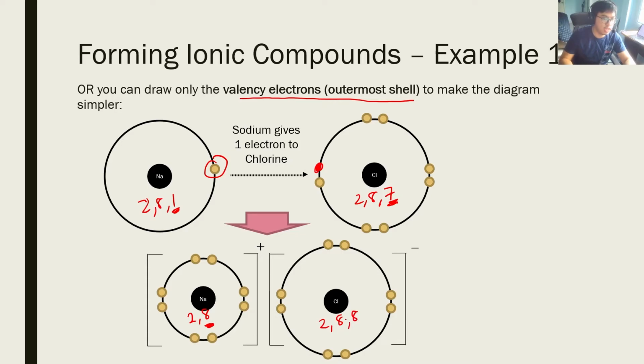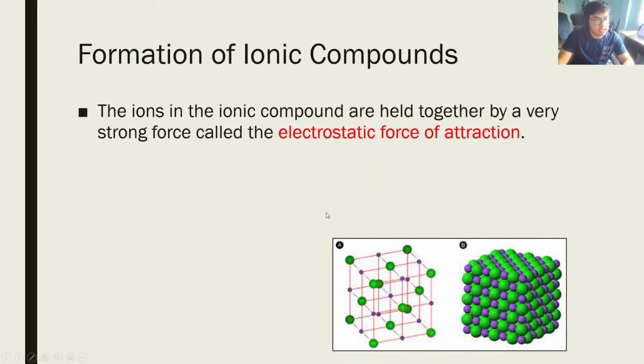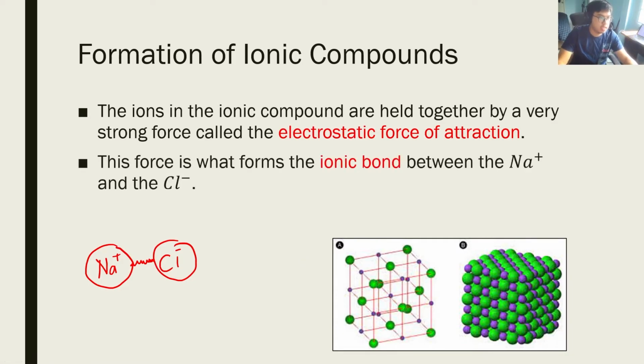So this one you draw the 8 electrons in the outermost shell. The ions in the ionic compound are held together by a very strong force called the electrostatic force of attraction. So these ions, positive and negative, they are joined together by a strong force. The bond between them is very strong, and this force is called the electrostatic force of attraction. Plus minus, they are attracted to each other, stuck together. Okay. This force is what forms the ionic bond between the sodium ion and the chloride ion.